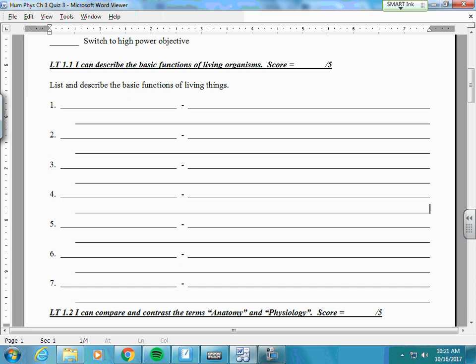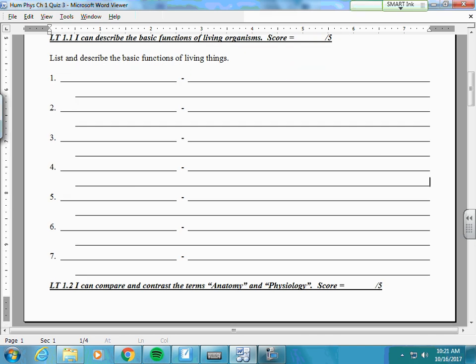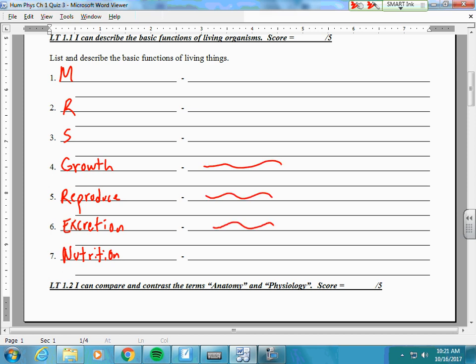Basic functions of living things. So we did, our style was Mrs. Gren. N would be nutrition. Got to be able to get nutrients. We have to get rid of waste, which is excretion. Living things need to reproduce. They also grow. And these are in the explanations. Make sure you put the explanations. I'm just trying to be quick.